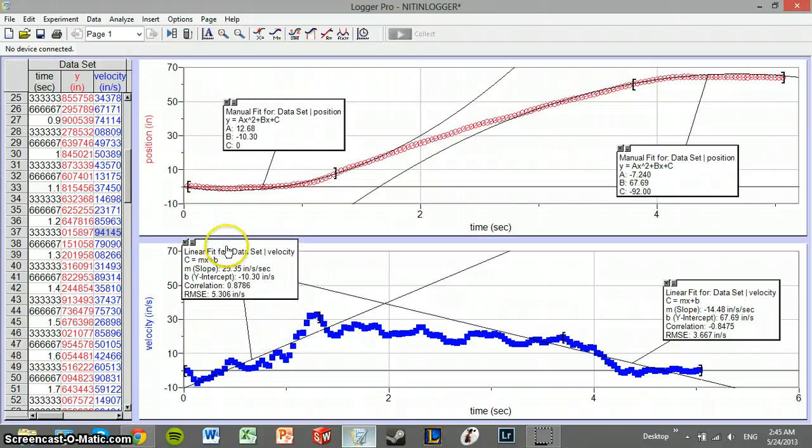Logger Pro. So with that you get two different graphs, a position versus time graph and a velocity versus time graph for your car. This is the position versus time graph, and this one's the velocity versus time graph.